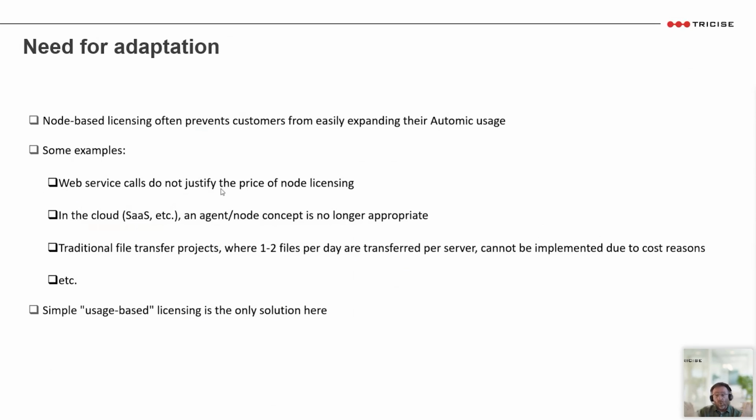Or is it better to pay 0.01 cent or euro cent for an execution? And if there are only 5 executions or 10 executions per day on this platform, it's much easier and much more cost saving to use this usage-based license model. And this is what more and more customers experience. And Broadcom, as you might know, is also changing the license model.